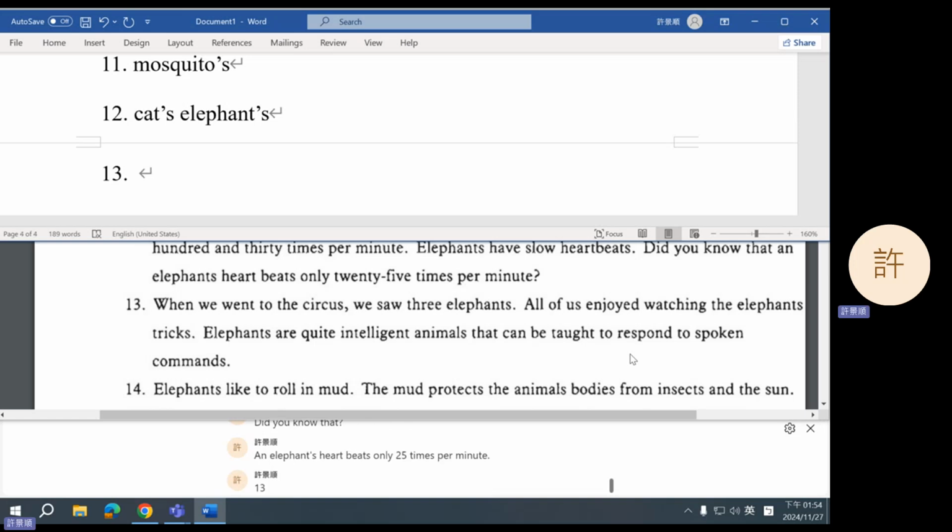Number 13, when we went to the circus, we saw 3 elephants. All of us enjoyed watching the elephants' tricks. Elephants are quite intelligent animals that can be taught to respond to spoken commands.